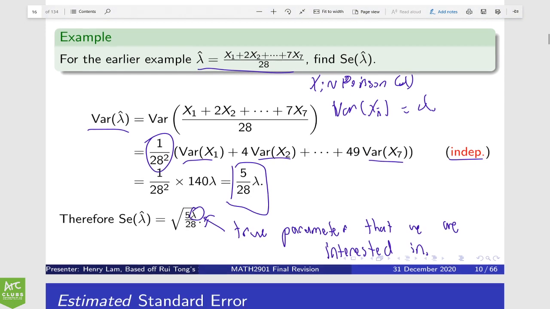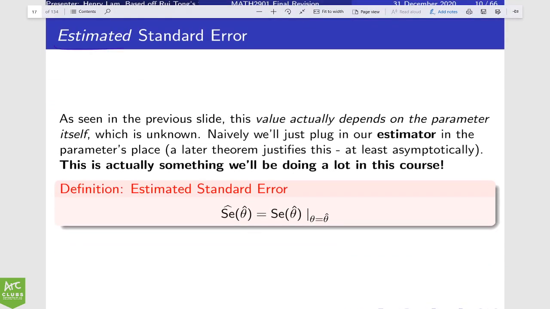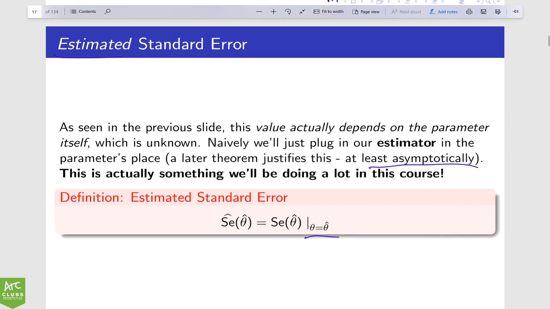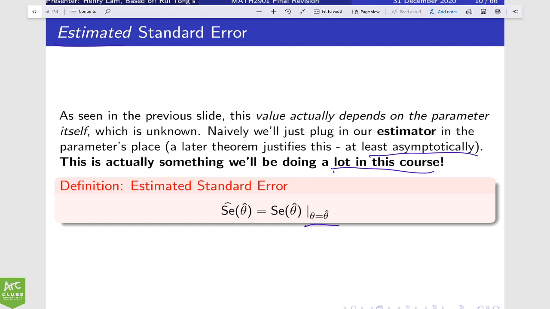So the way we can get an actual figure right now, naively, all we do is we estimate that. And the way we do it is we just plug in our estimator value. It's probably something you would have just thought of on the spot. Okay, we just plug the number in. And it turns out, asymptotically, within this course, because we're dealing with MLEs and stuff, this actually works out really well. And we'll be doing this a lot in this course. So whenever you don't know a specific value in the standard error, if it's unknown, you just plug it in, and it usually works.